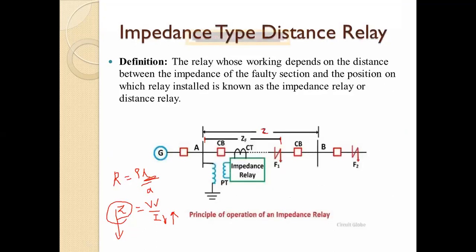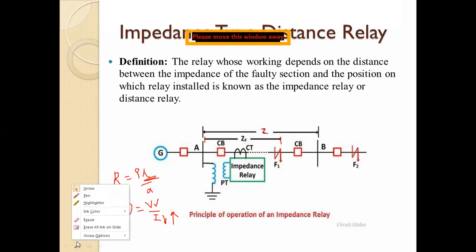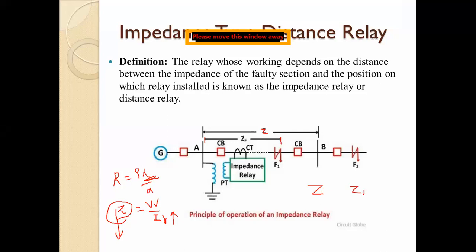That time your relay will operate. Suppose here this Z is the set impedance, and ZF is your fault impedance. This fault impedance should always be less than the set impedance. So when this ZF is less than this Z, the set impedance, that time only your relay will operate.